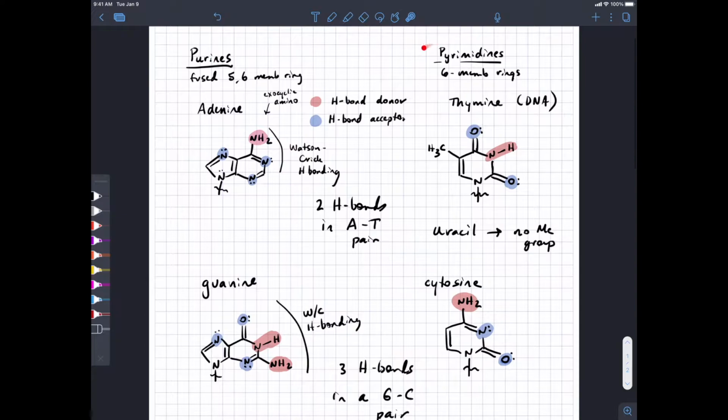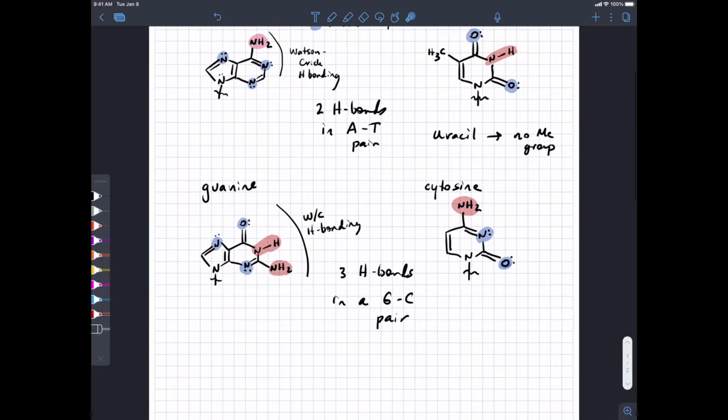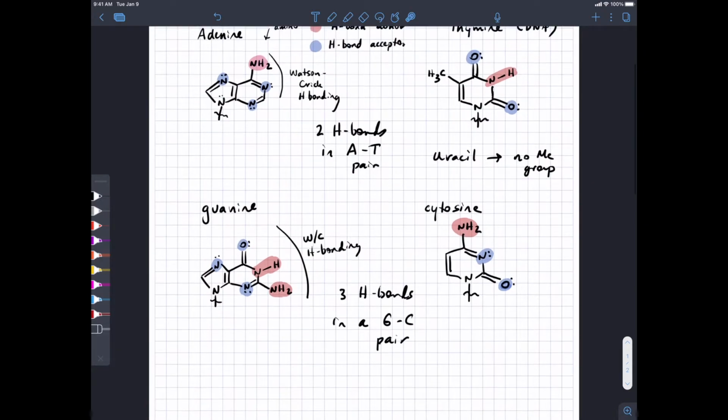Then you have the pyrimidines, which are just 6-membered rings. Thymine is in DNA. Uracil is like thymine but lacks the methyl group. And then thymine has this hydrogen bond acceptor and this donor. These are the 2 that are involved in Watson-Crick hydrogen bonding. And then cytosine has a hydrogen bond donor and 2 hydrogen bond acceptors.